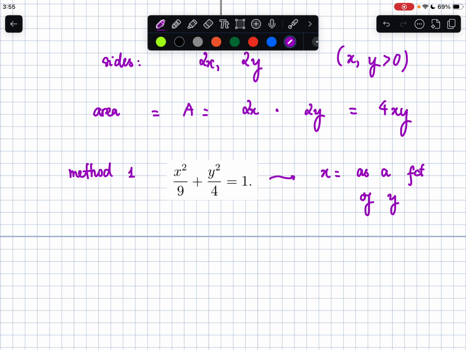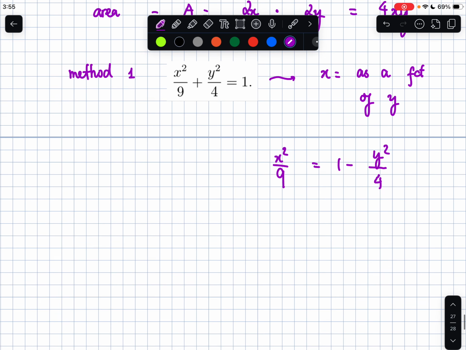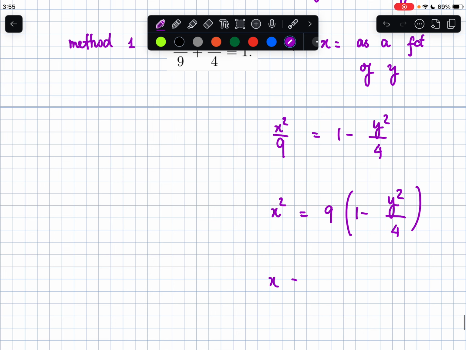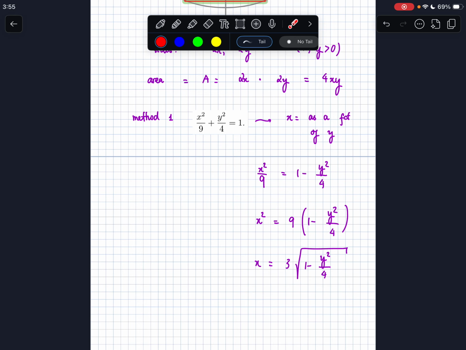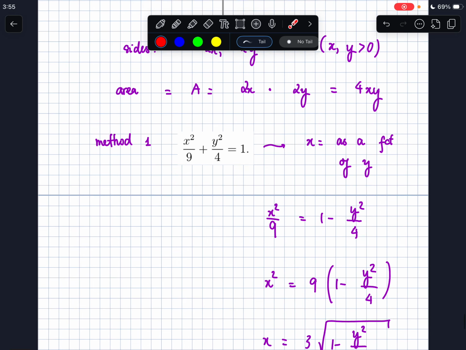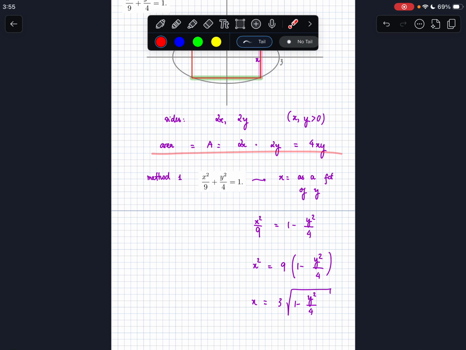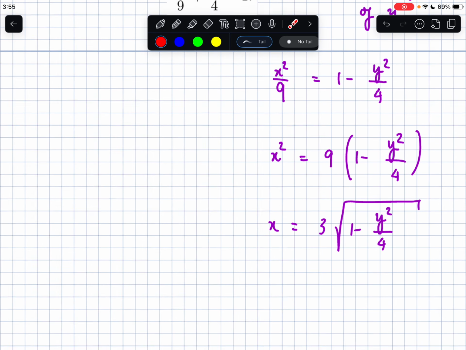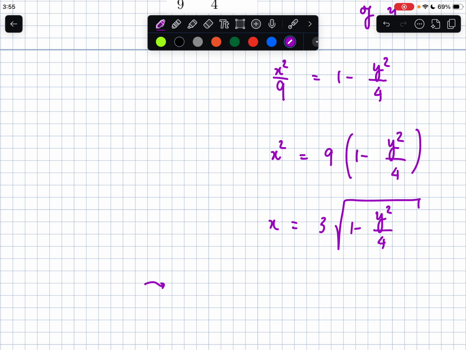So we know that x squared over 9 equals 1 minus y squared over 4, so x squared is 9 times 1 minus y squared over 4. Square root both sides, x is positive, so get rid of that absolute value. 3 times the square root of that. So you see that there is a square root here, which we don't want to compute with the derivative when we find the maximum area. Then you compute A as a function in y. You have the domain for y.